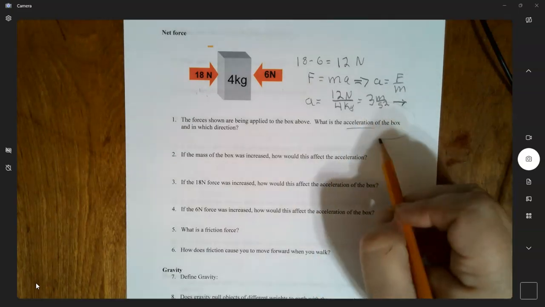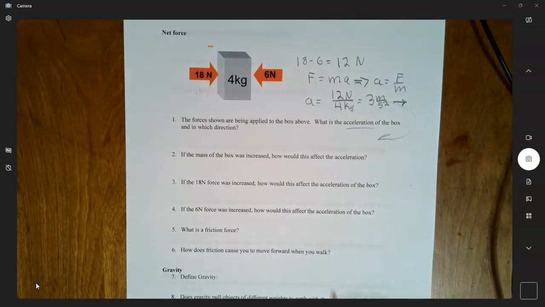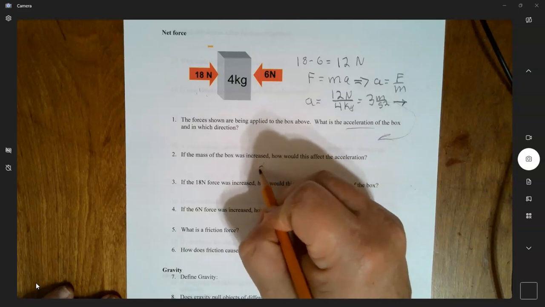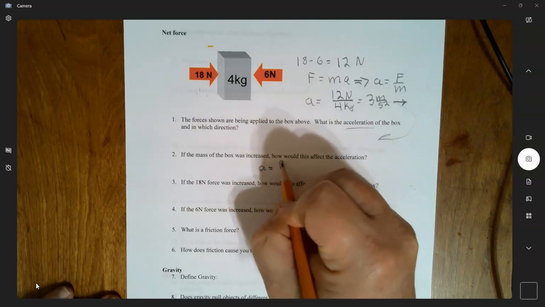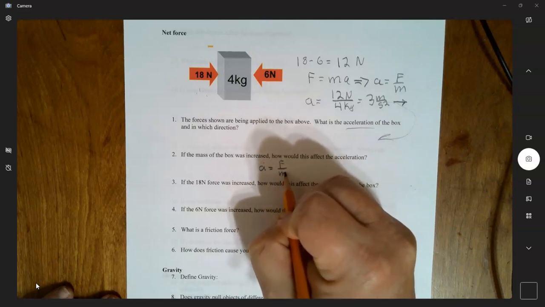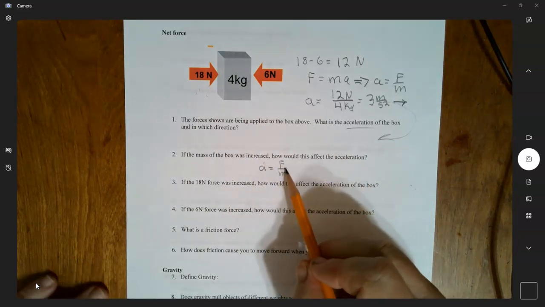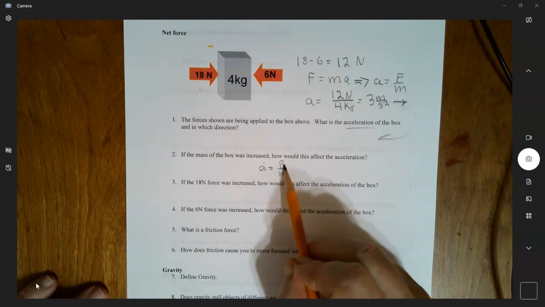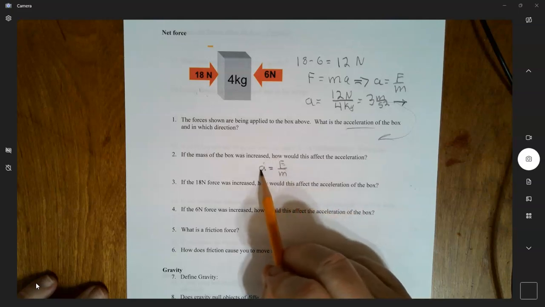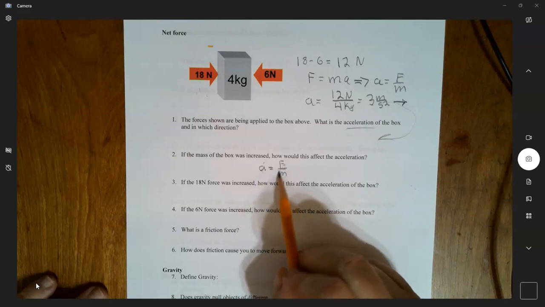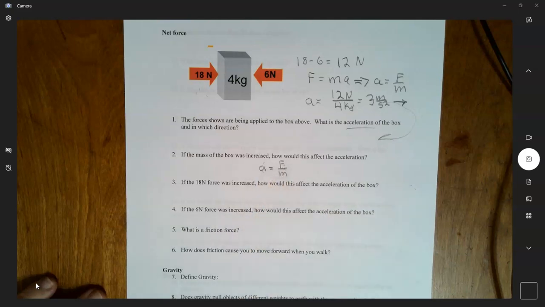Okay, so that answered this down here. If the mass of the box was increased, how would it affect the acceleration? So you can just generally take this formula, a equals F over m. This is really the most useful way to write F equals ma. Because it says that if you increase this force, increase the numerator, just mathematically you're going to increase this number over here. So if you increase the force on a particular mass, it's going to increase the acceleration. It's going to accelerate quicker.